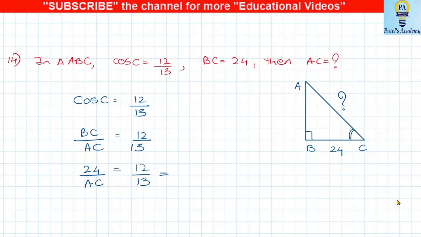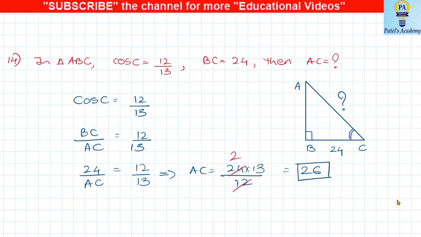Now they have given the value of BC as 24, so 24 upon AC equals 12 upon 13. We'll just cross multiply or shift. So what I'll get is 24 into 13 upon 12, that is 1s are 2s are, and your answer is 26. Bas, your sum is over. We got the value of AC as 26. Very easy sum, students. You can just go through.